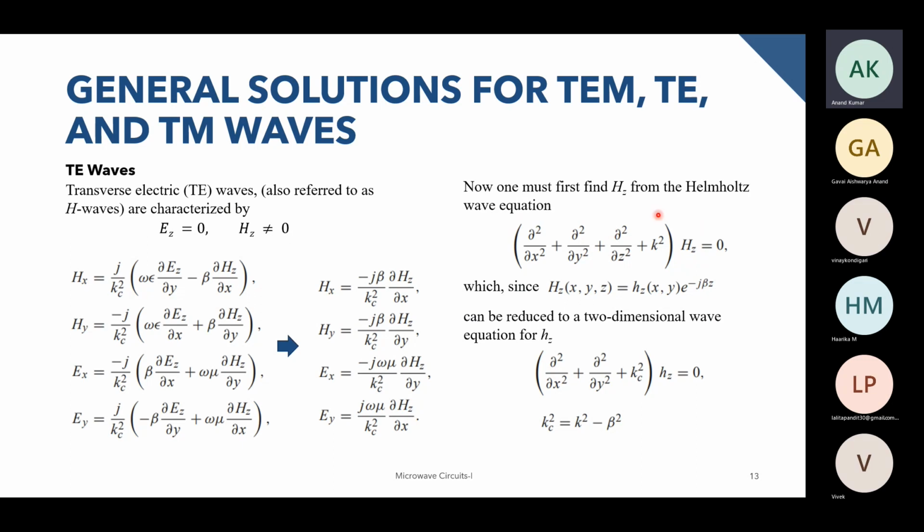And again, using the Helmholtz wave equation for this particular case, we know that the Z field can be expressed as a function of small h z, which is a function of x and y, and we know that the z dependence is given by e power minus j beta z. So we will reduce this to a two-dimensional equation for Hz, and this is the equation that we are trying to solve over here. We will solve this separately and then just multiply this term.